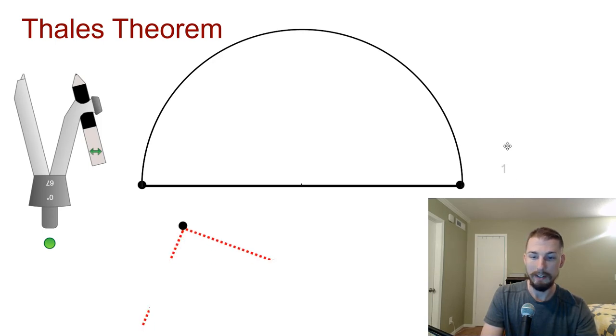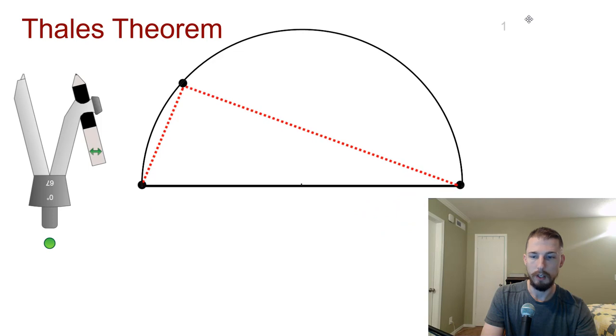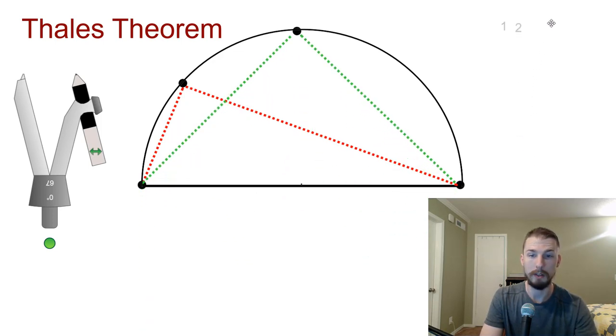So what's interesting, once we have that semicircle, is that if we connect any point that's on the semicircle, like this one, to the other two endpoints of the diameter, we have a triangle. And in fact, this is a special kind of triangle. It's a right triangle because this angle here is a right angle. In fact, if we picked any other point on that semicircle, this is Thales theorem, by the way, it's also going to have to be a right triangle.